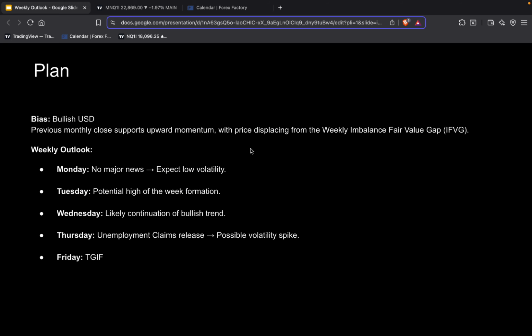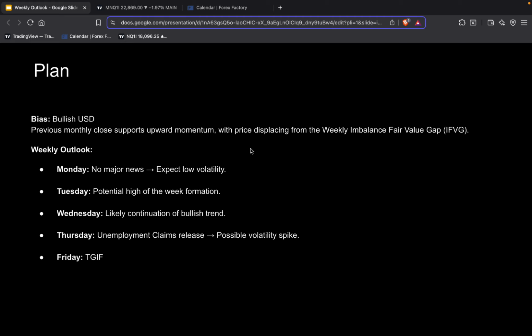My plan for the next week is I'm bullish on dollar, because it closed above the previous month's candle, and also it's displacing from the weekly imbalance and closed above 10, which gives me a bullish scenario on dollar.